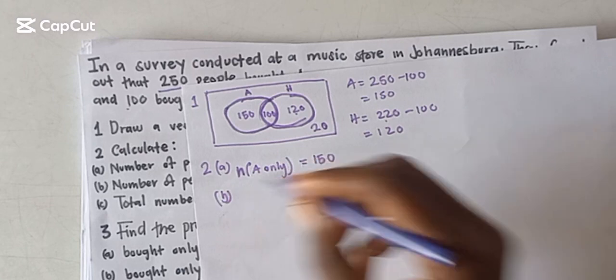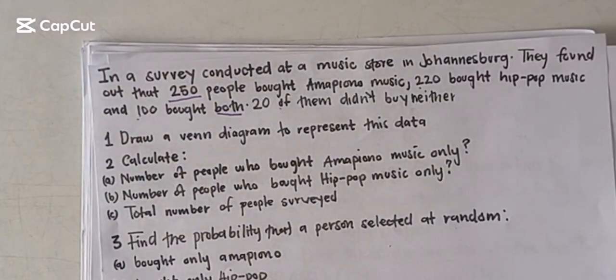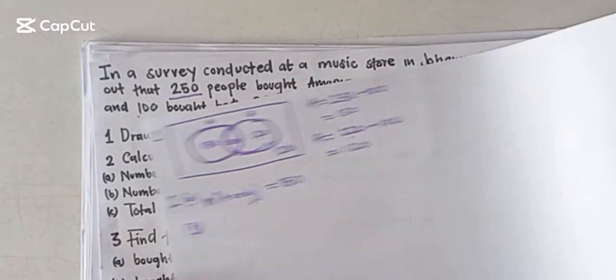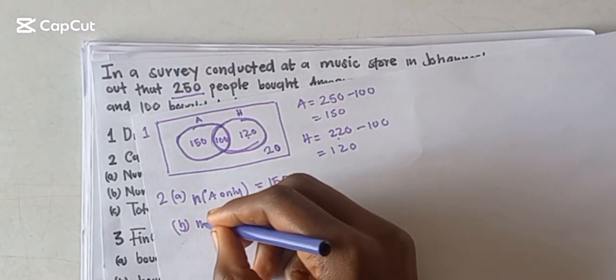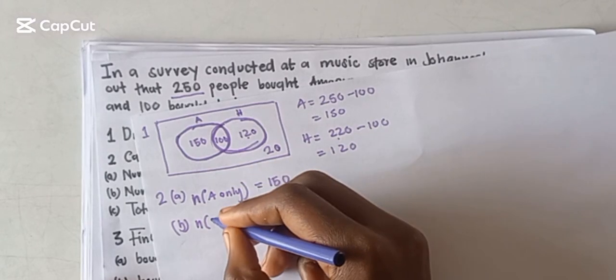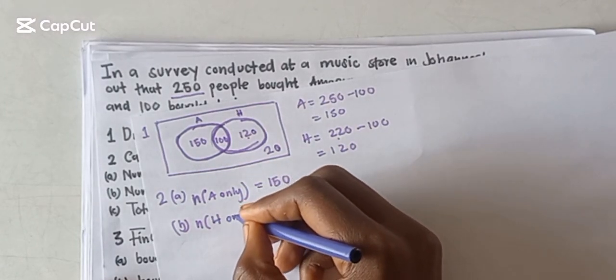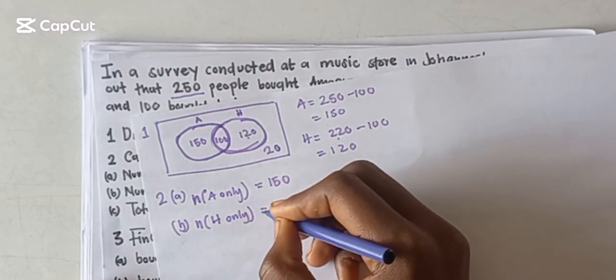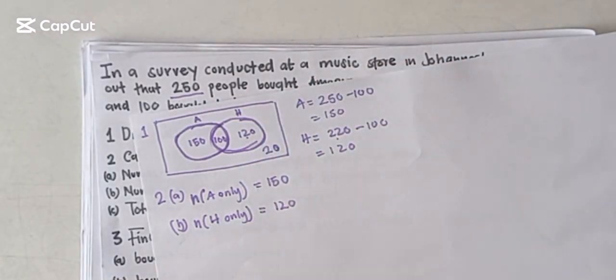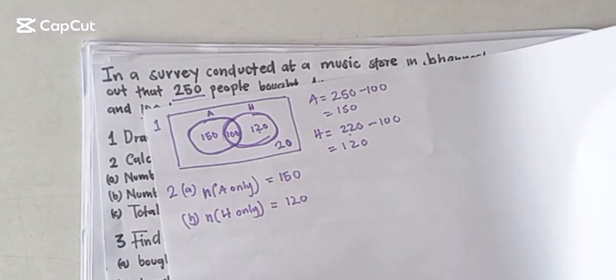So going to letter B, they say calculate the total number of people who bought hip-hop music only. And for this one, it's going to be simple, but the notation, guys, you have to get used to this kind of notation, which is H only. It's going to be what? It's going to be 120. We don't include this 100 because that one is for both. But here they want only.